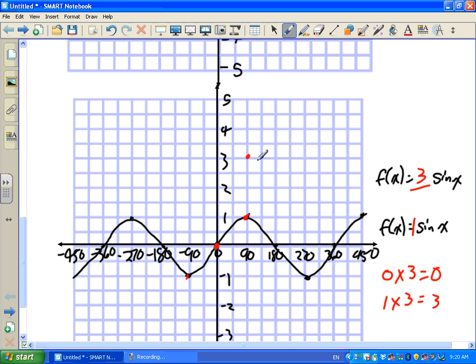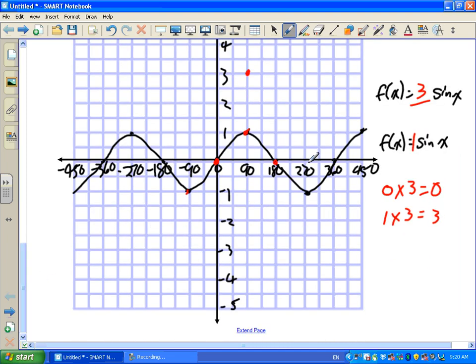So when I'm at 90, I'm now at 3. Once again, 180, our y value is 0, so I'm at 0 again. But at 270, my y value is negative 1. So when I multiply that by 3, what do I get? Negative 3. So all of our 0 points are the same. Anything that is off of 0 has been stretched by a factor of 3. This would be the toughest movement of everything we're doing.